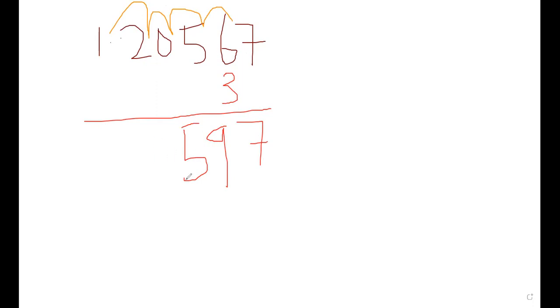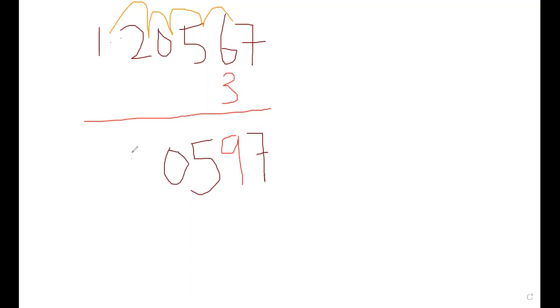Let me do this in a very unique way so that you people understand it. 7 comes down, 9 comes in, 5. So this is how you add that pip.